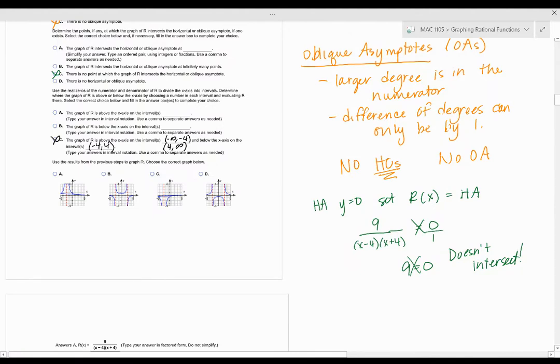It says make sure you write your answers in interval notation, which we did, and use a comma to separate your answers as necessary. So for this top one, even though I don't have enough space, you're going to need to separate those by a comma. All right, let's look at the last part.